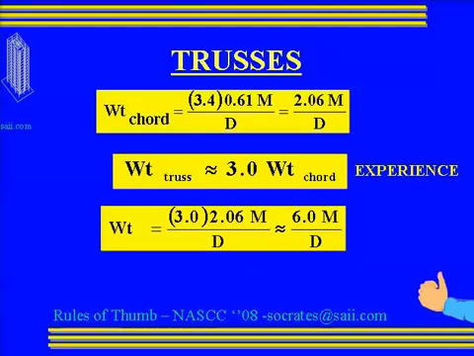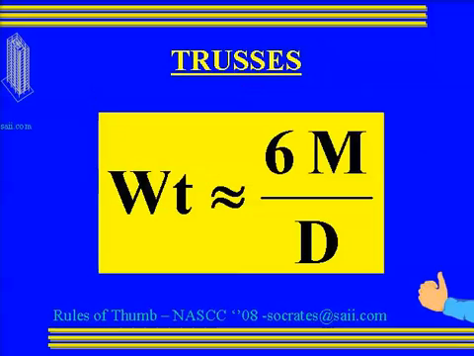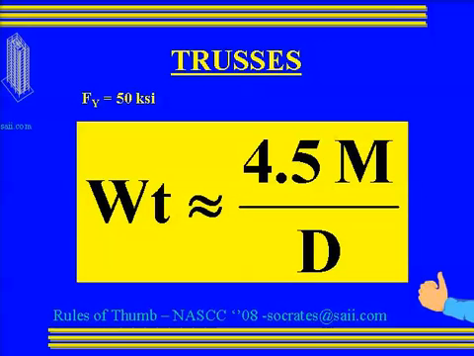So you multiply that. So for a truss then, using 36 KSI material, the weight is 6 times the moment divided by the depth. Or if we're using higher strength material, 4.5, again rounding these numbers to where they make sense.